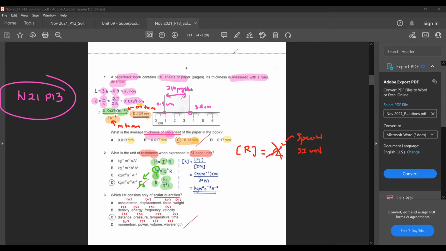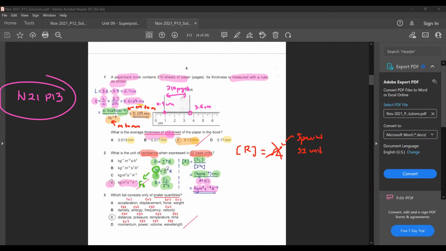Now with this, I can find out the unit of R in terms of SI base units. The unit of force times distance or displacement is kg meter per second square multiplied with meter. The unit of current is ampere squared, times the time unit in second. So the final answer becomes kg meter square second power minus 3 ampere negative 2. Answer is D. This one is pretty straightforward.